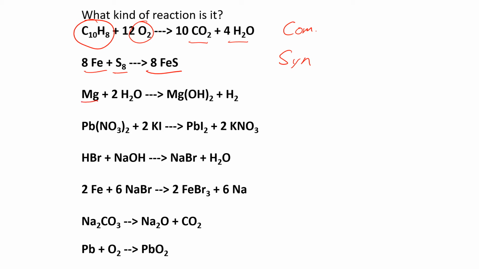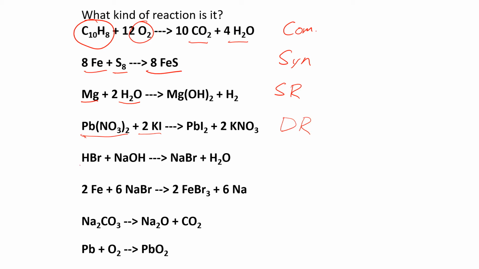A metal plus a compound, and the metal replaces one of the H's and makes Mg(OH)2, and then it kicks out one of the H's. Since H is diatomic, it's an H2 right there. So this is going to be a single replacement. An ionic compound, lead(II) nitrate and potassium iodide. That's a double replacement.